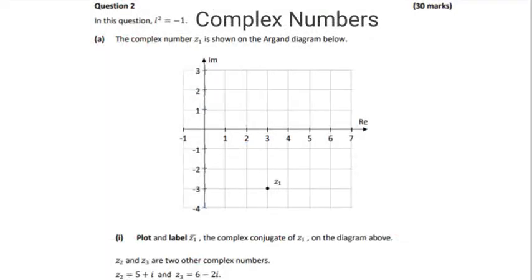Let's read part A. Plot Z1 bar, which means the conjugate of Z1. So that means that it's the image through the real axis. So we can see that Z1 is equal to 3 minus 3i. So Z1 conjugate will be 3 plus 3i. So we're going to plot it up here directly on the mirror image.